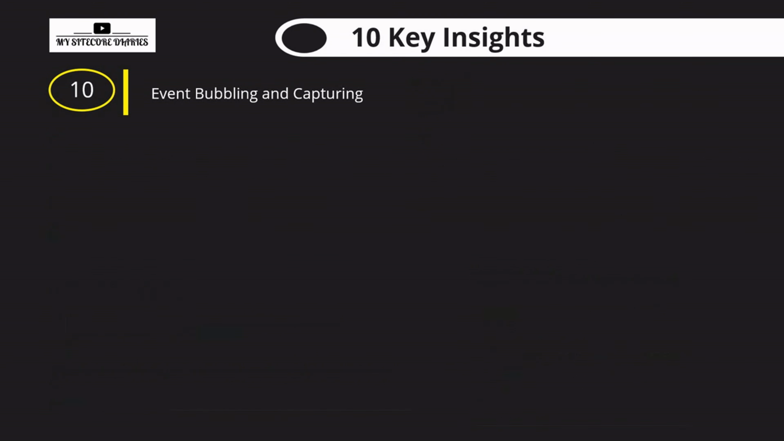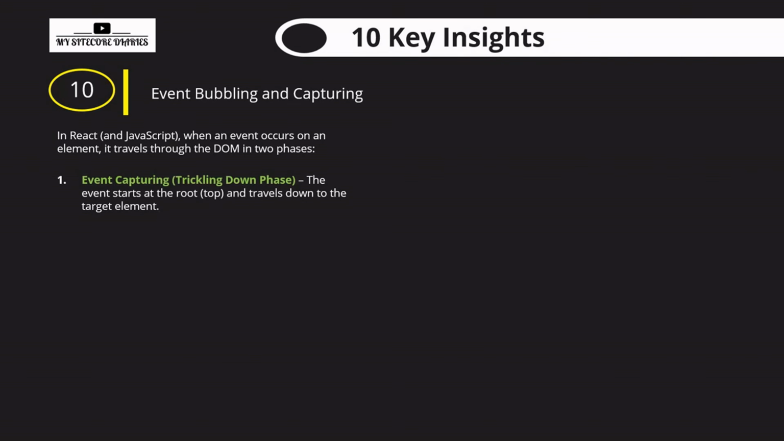Now let's see the last point, the tenth point, event bubbling and capturing. When an event occurs on an element, it moves through the DOM in two phases. First is event capturing, that is the trickling down phase. The event starts at the top root and trickles down to the target element. So in the tree structure, it starts from the root at the top to the target element. This happens when we use onClickCapture in React.